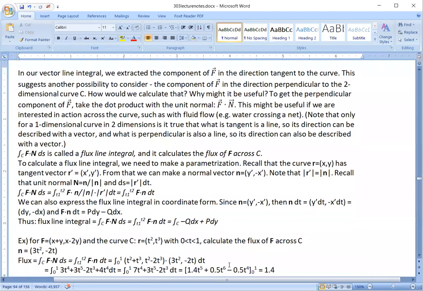Next, now we just calculate. Take the dot product, simplify algebraically, and you get the integral from 0 to 1 of 7t to the 4th plus 3t to the 5th minus 2t cubed dt. Now the integral is set up. It's a very easy integral to actually do. Do the integral, evaluate from 0 to 1, and you just get 1.4.